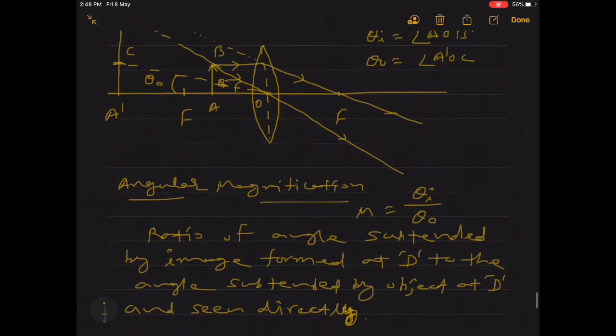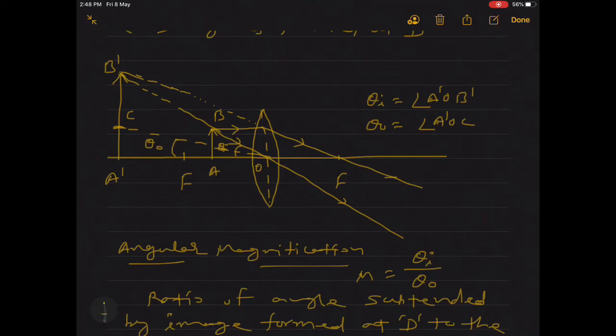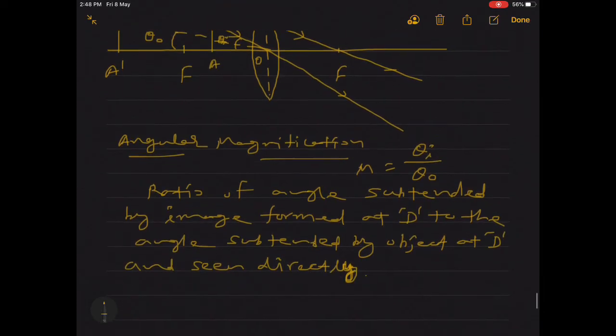So now we have to find out about these two angles. For the purpose we will use the corresponding triangles. In triangle A dash O C we can have tan theta O. Let this be equation number 1. So tan theta O is equal to A dash C upon A dash O.